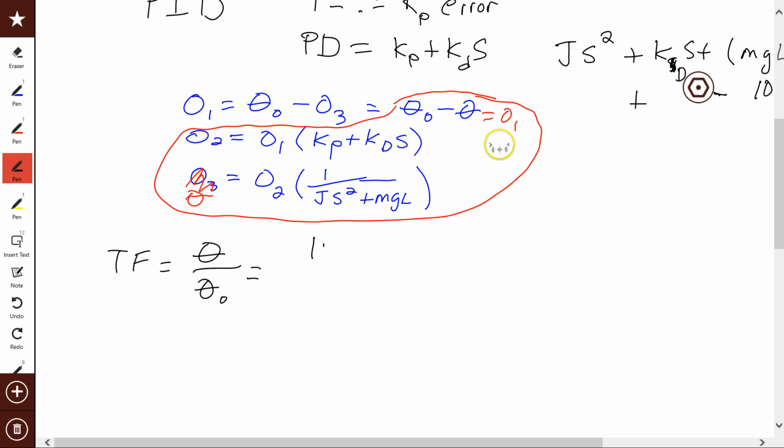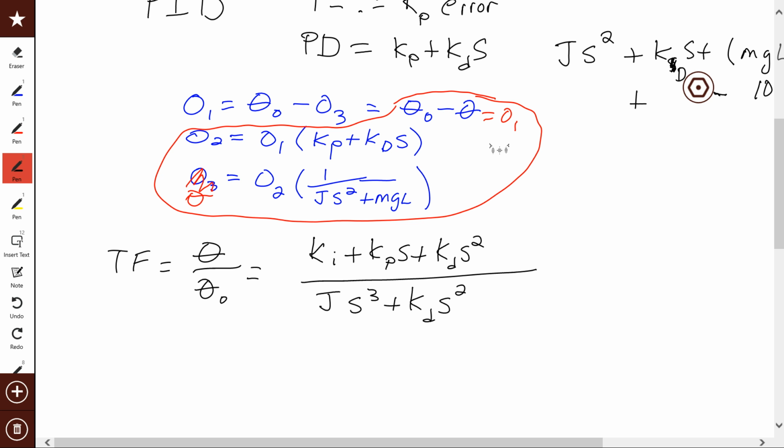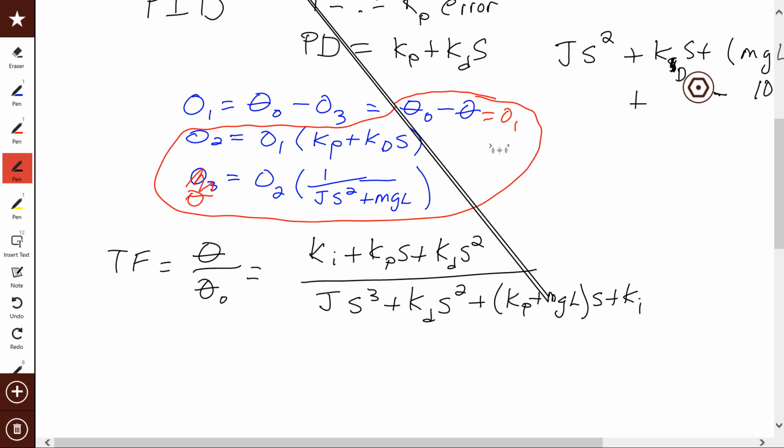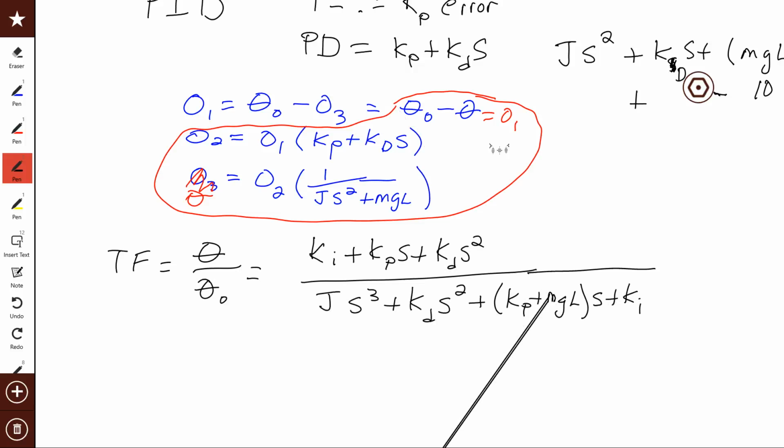And it's going to be in the numerator, KI, there's a delay in my pen, I'm not quite sure why, KPS plus KDS squared, divided by JS cubed plus KD S squared plus KP plus MGL S plus KI. So far, so good? That's what you'll get when you punch it into Mathematica. Does that say KT? Yeah, no, it's J S cubed plus KD S squared plus KP plus MGL S plus KI.